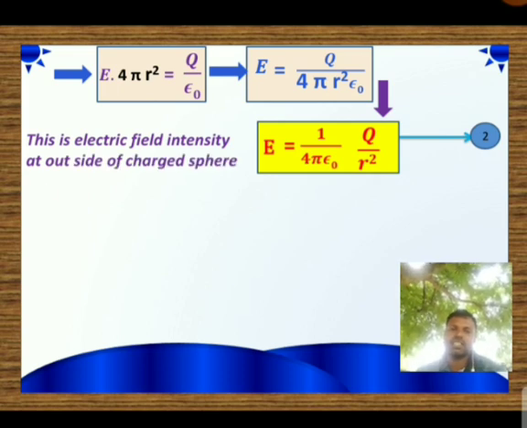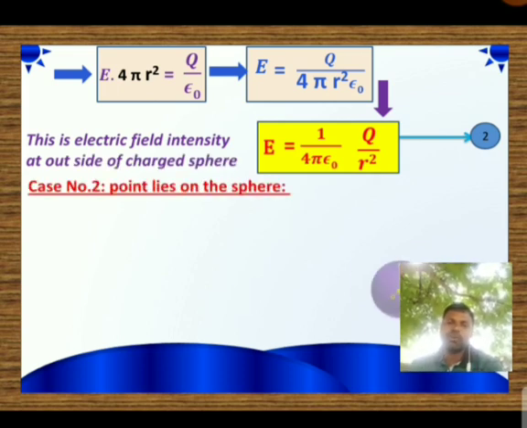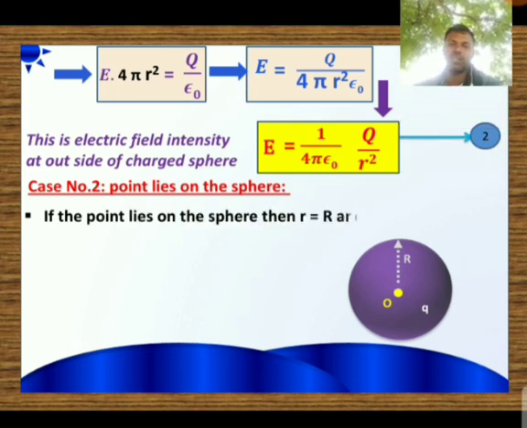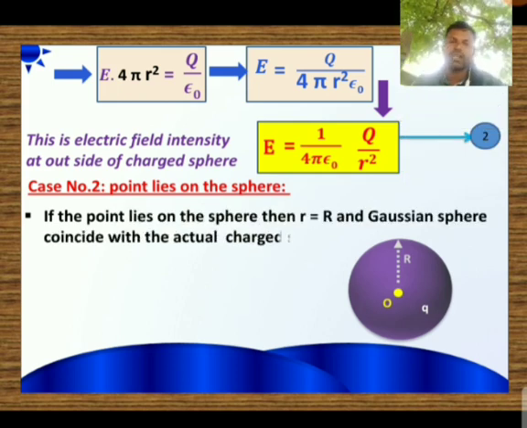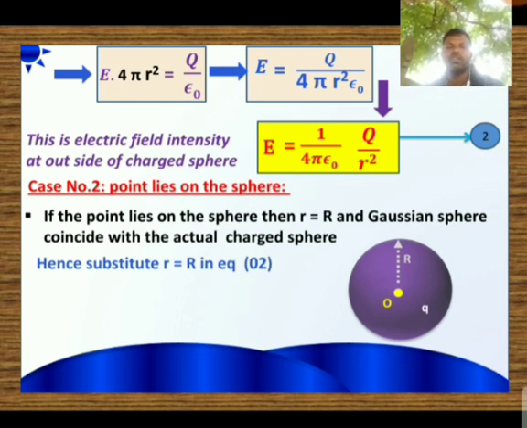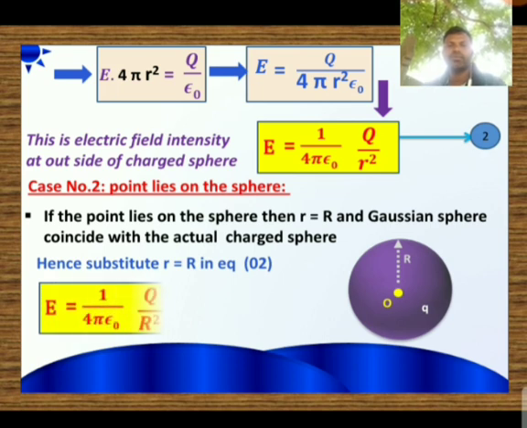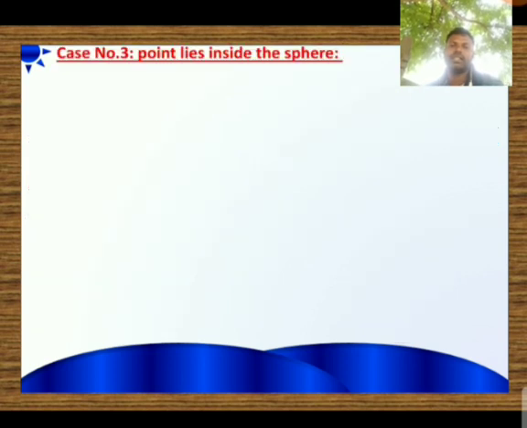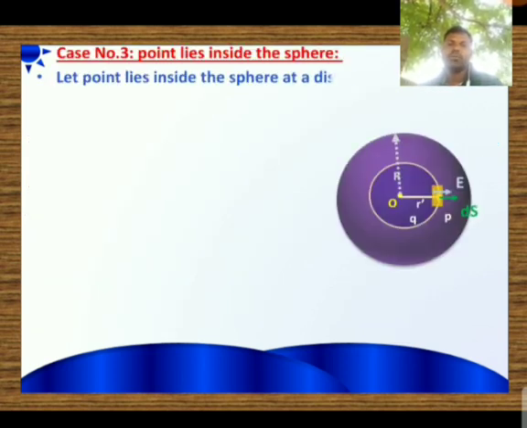Next one is case number 2. If my point lies on the sphere, then what do I have to do? Small r becomes capital R, so simply I have to substitute small r equal to capital R. Then what will I get? E is equal to 1 by 4 pi epsilon naught q by R square, right? Next, case number 3. What is case number 3? The point lies inside the sphere at a distance r prime.